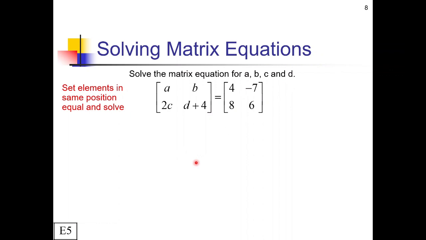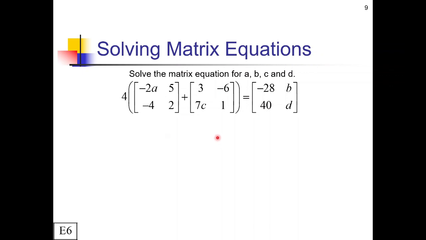Alright, so we'll start setting things equal. We'll set A and 4 equal because those are in the same position. And doing that actually automatically solves for A. A equals 4. Cool. We'll do the same thing with B and negative 7. Those are going to be equal to each other. Next up, we've got 2C. That's equivalent to 8. Now this one we have to go a little further to solve, so we can divide by 2. So C is 4. And then finally we have D plus 4 equals 6. Subtracting 4, we get D equals 2.